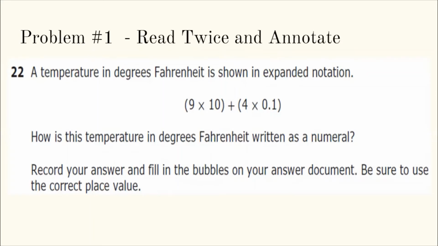Problem 1. We're going to read this problem twice and then we'll annotate. A temperature in degrees Fahrenheit is shown in expanded notation. 9 times 10 plus 4 times 1/10. How is this temperature in degrees Fahrenheit written as a numeral? Record your answer and fill in the bubbles on your answer document. Be sure to use the correct place value.